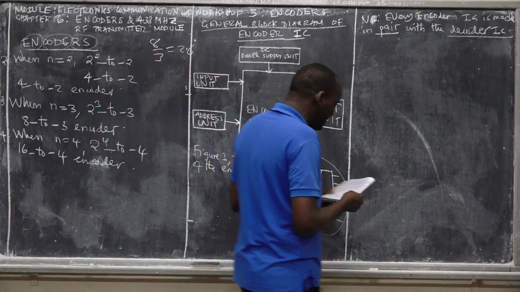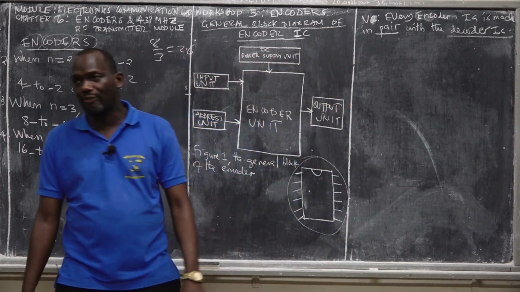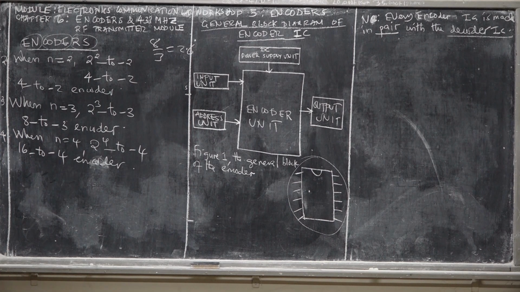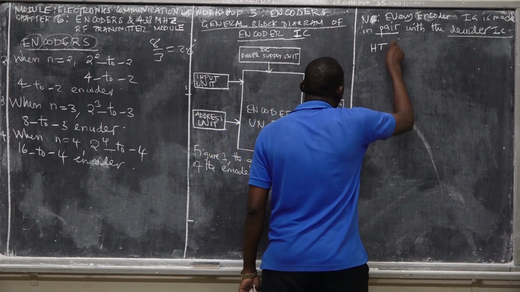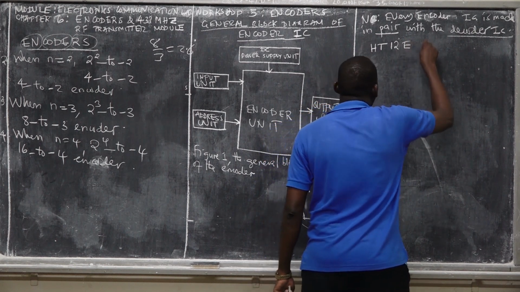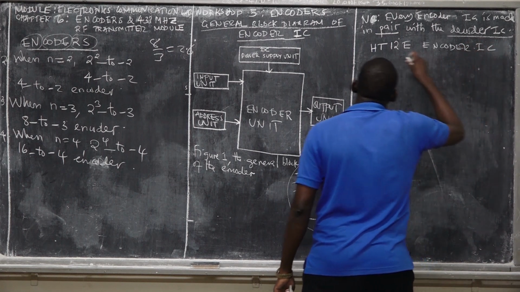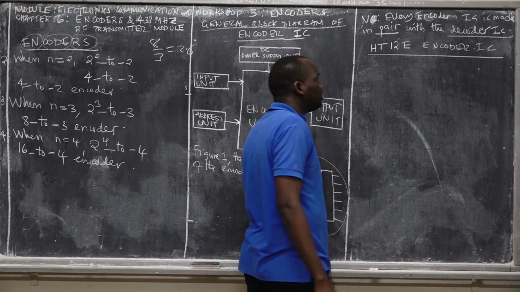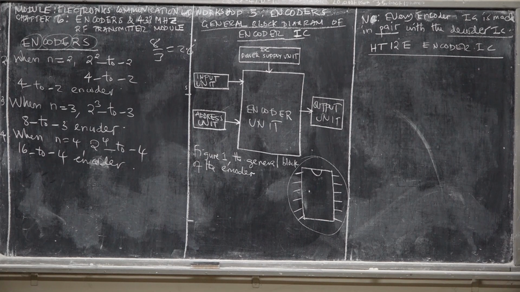Okay, so now let us have our detailed discussion about one type of encoder that we have to learn in this module, and we are going to use it for practical purposes. So now we are heading to the practical information. One of the encoders that we are going to discuss is the HT12E encoder integrated circuit. Say it loudly, HT12E encoder integrated circuit.